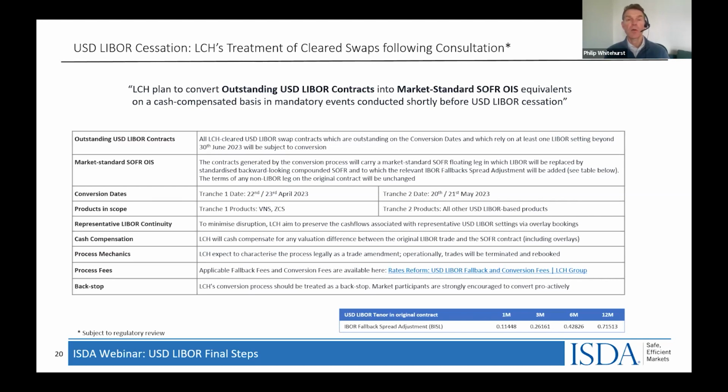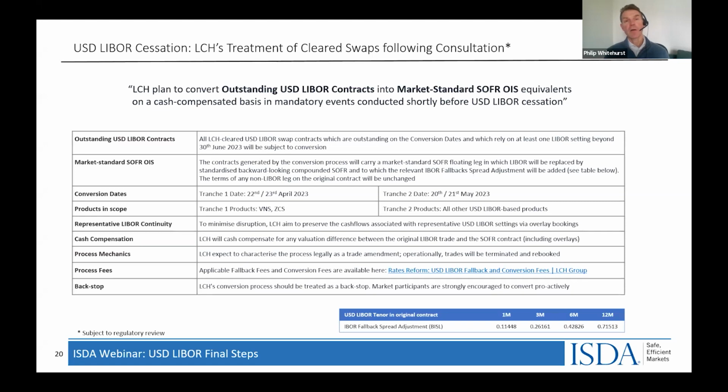Trades that rely on at least one non-representative LIBOR fixing are in the scope of the conversion. Now, in terms of the conversion itself, we are reliant on ISDA's fallback, in terms of the economics. But I think it's important to really emphasize the point that Anne made. We are explicitly changing the contracts so that they no longer make any reference to LIBOR in those fixings, and they exclusively refer to SOFR.